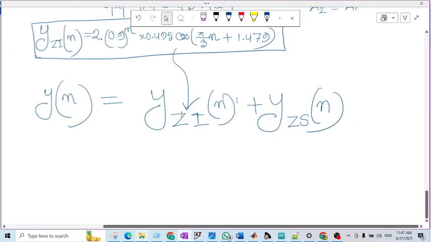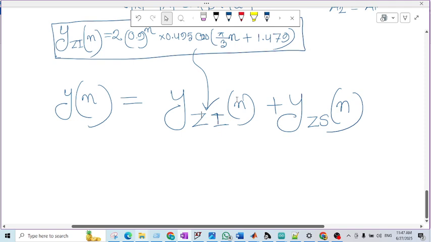So thus, this is the video to solve any difference equation if you have initial conditions.